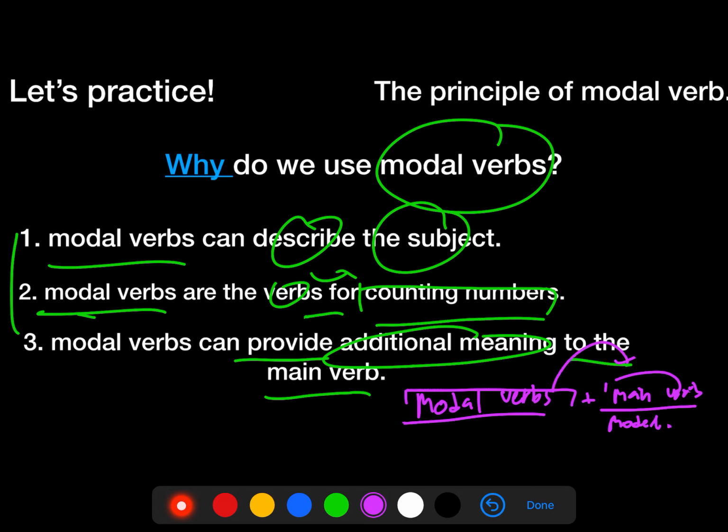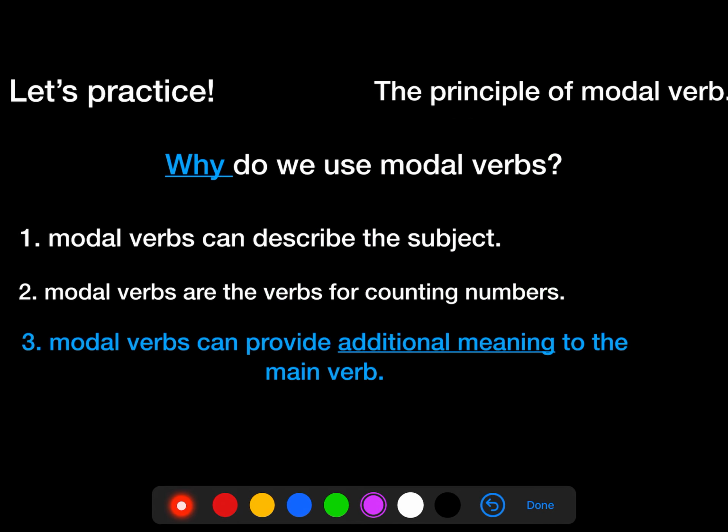So modal verbs usually provide the expression that the main verb cannot express by itself. So modal verbs can provide additional meaning to the main verb. So the answer is number 3. That's the function of the modal verbs.